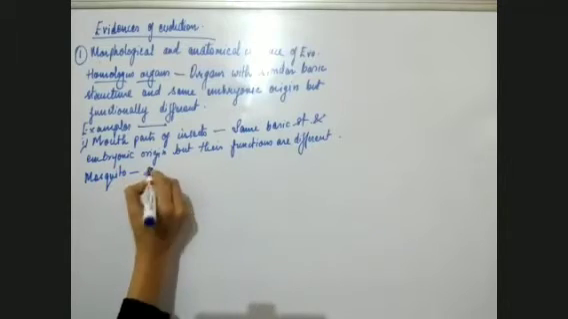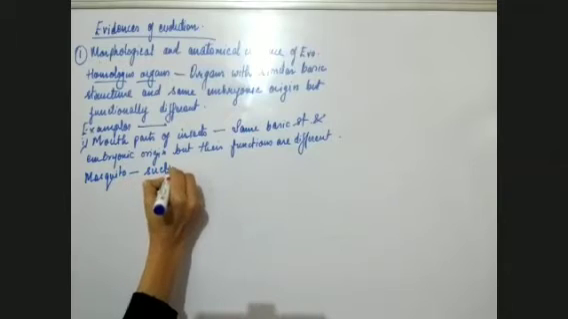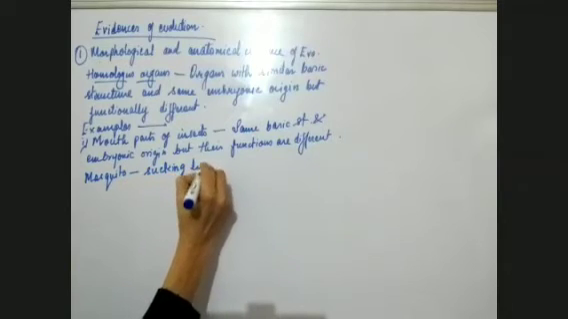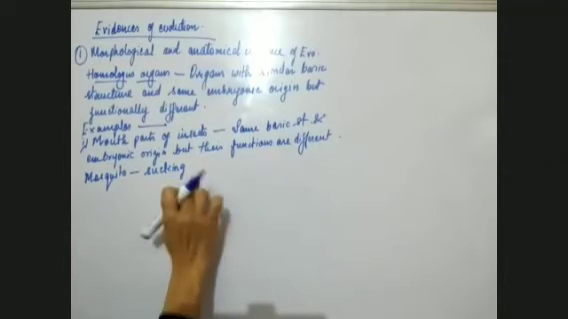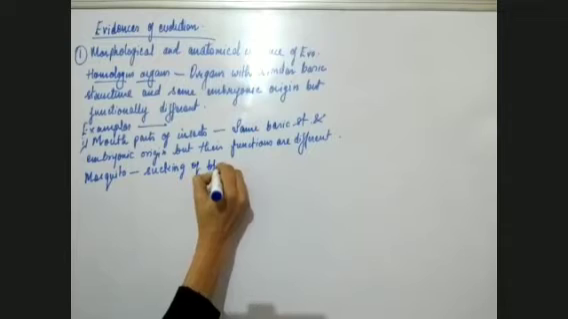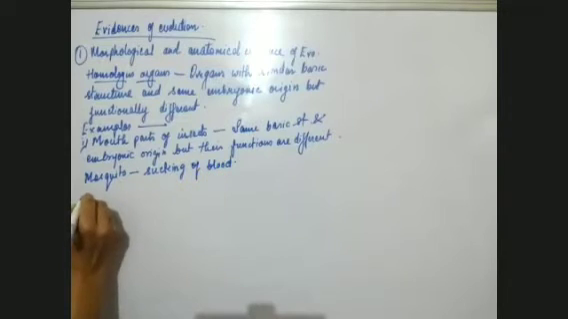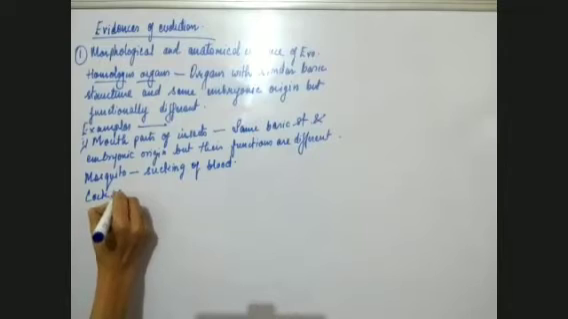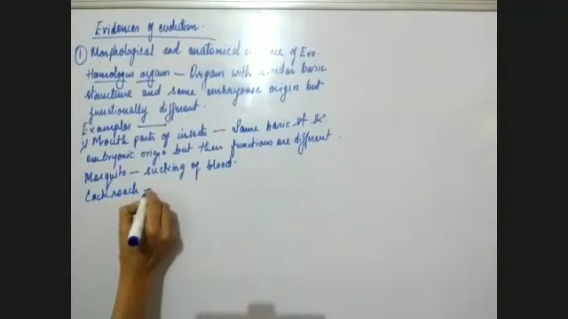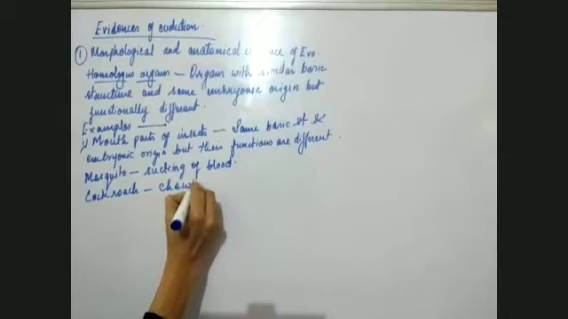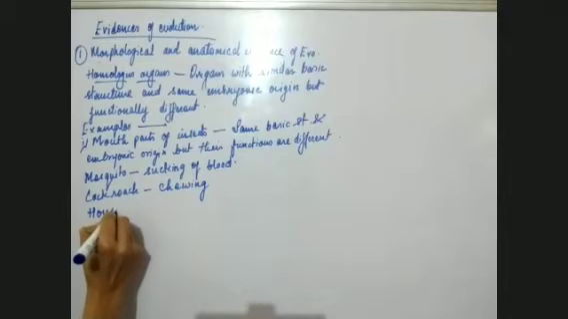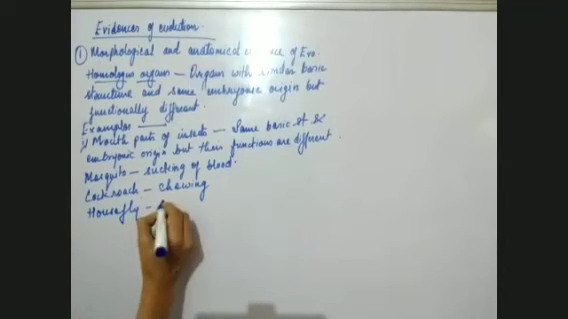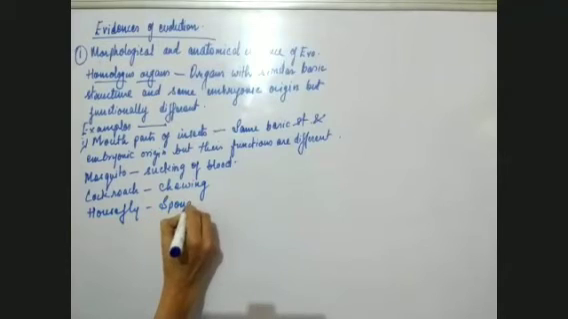If it is a mosquito, the function will be sucking blood, so it has sucking type of mouth parts. The function is different. If it is a cockroach, the function of its mouth part is chewing. If it is a housefly, the function is somewhat like sponging type.